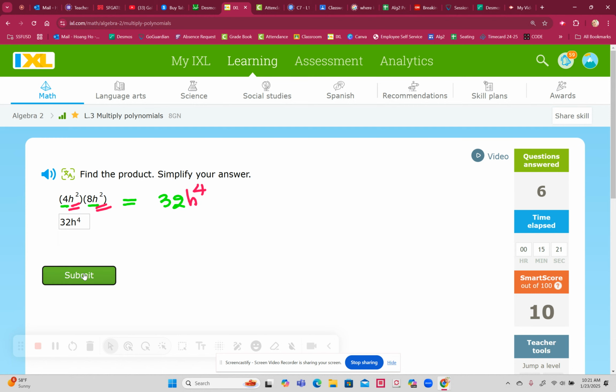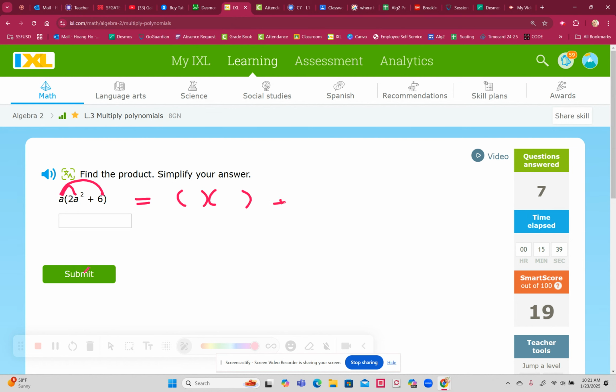Super. Okay. Same thing. We need to do distribution. I would multiply a with each term inside the parenthesis. So let's do it slow over here. I can break them down right here. So a times 2a squared, and then a times 6.